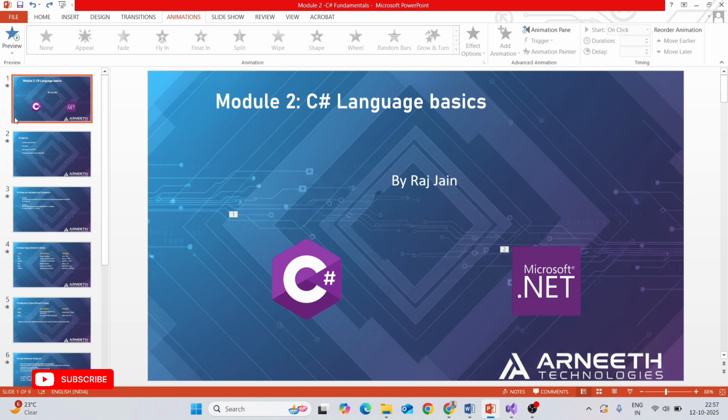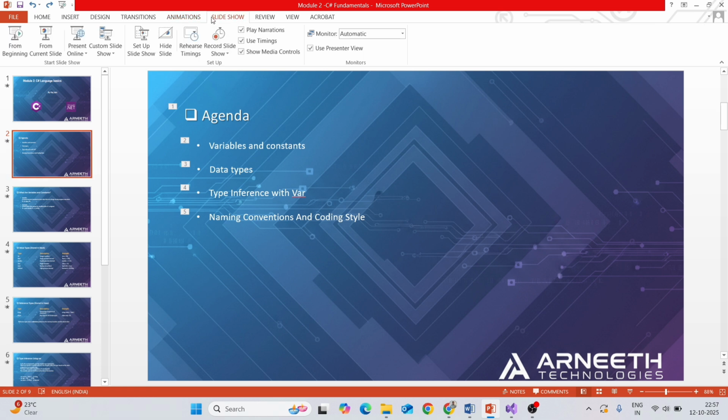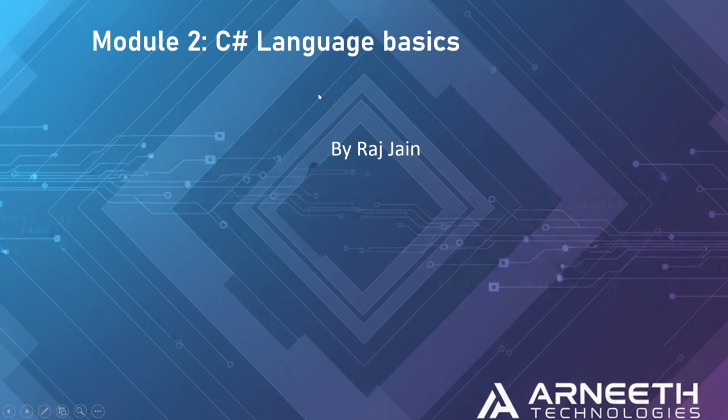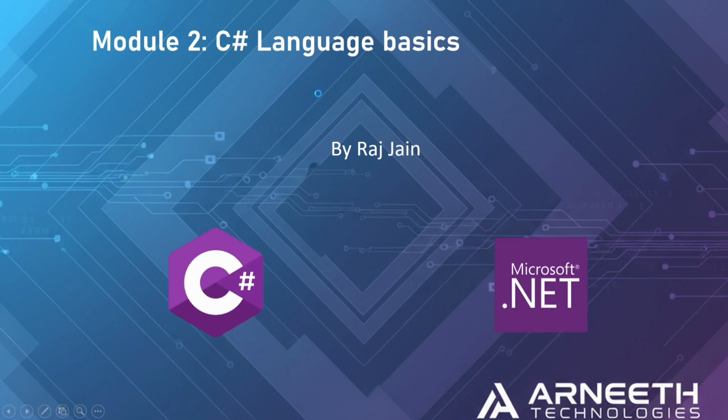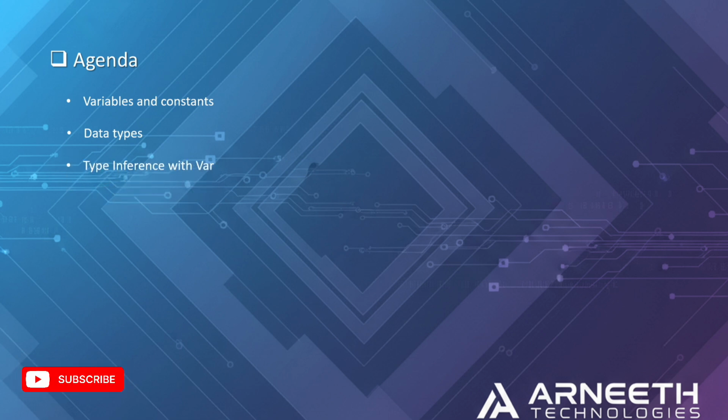So in this module we have the agenda. I am starting the screen slideshow. So here we have the agenda: variables and constants, data types, type inference with var, then naming conventions and coding style.